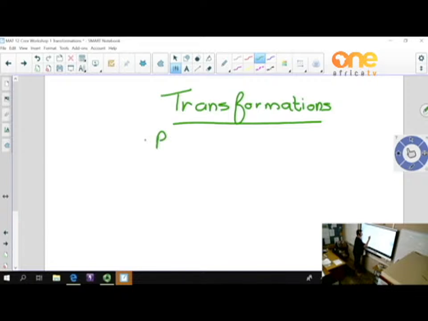So the first one is a reflection. And a reflection is done over a line of symmetry. You fold it on the line of symmetry. The second one is a rotation.